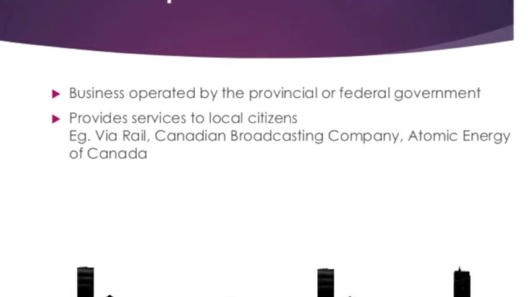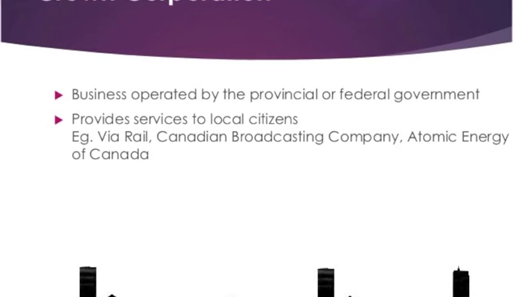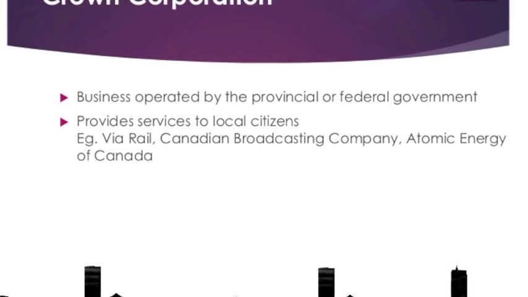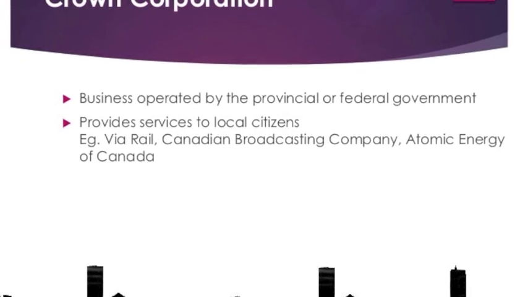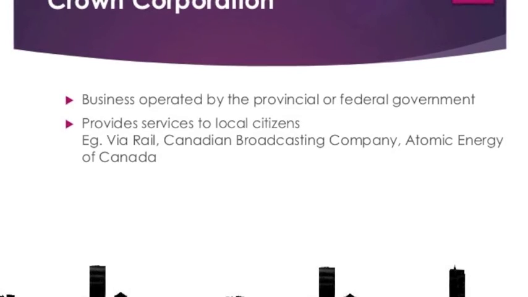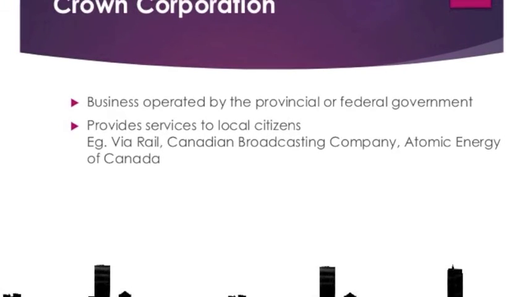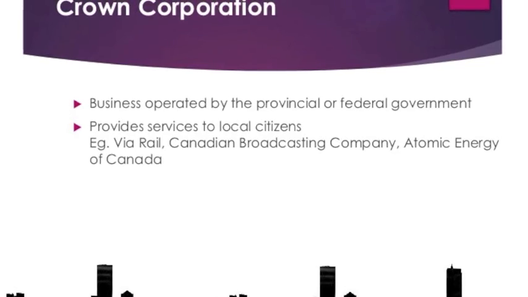The last type of corporation is a crown corporation. It is a business that is operated by the provincial or federal government. It provides services to local citizens. Examples include the Via Rail Line, the Canadian Broadcasting Company or CBC, Atomic Energy of Canada, and many more.